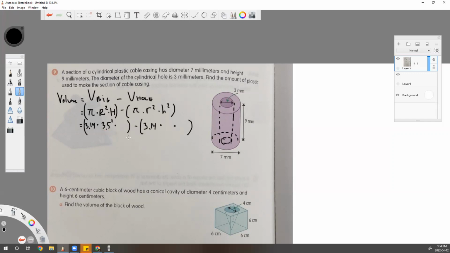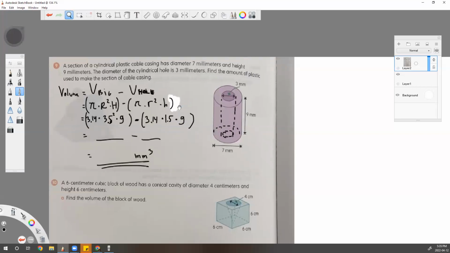What is the height of the greater cylinder? 9. Okay, nice. How about the radius of the smaller? 1.5. Nice, because 3 divided by 2, and the height is 9 also, right? They share the same height because it's the whole. You just subtract the answers, and you will get the unit in millimeter cubed, because the unit is in millimeter. It's a cable, so it cannot be too big.